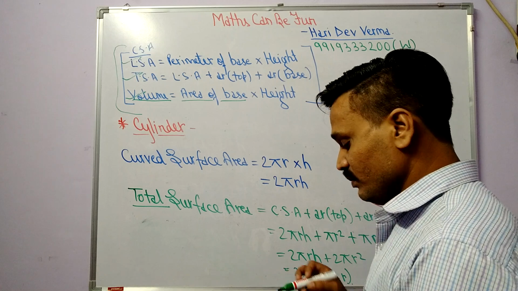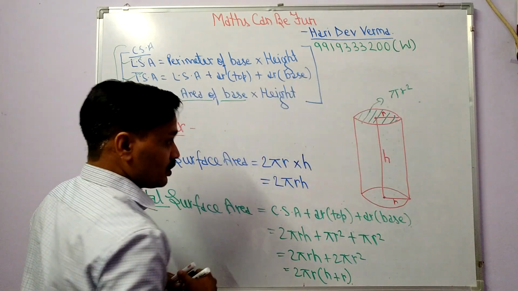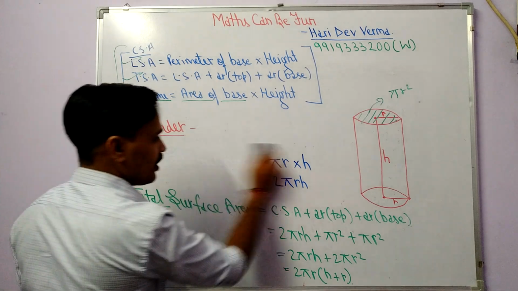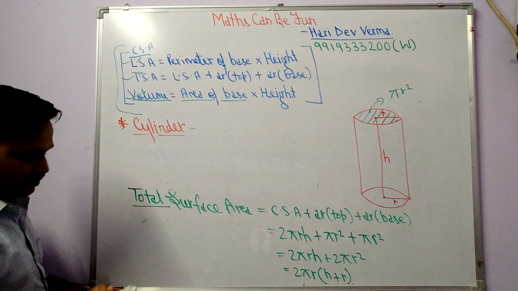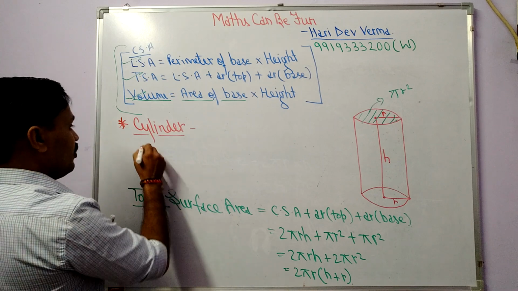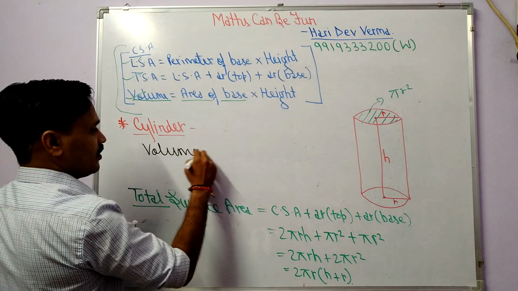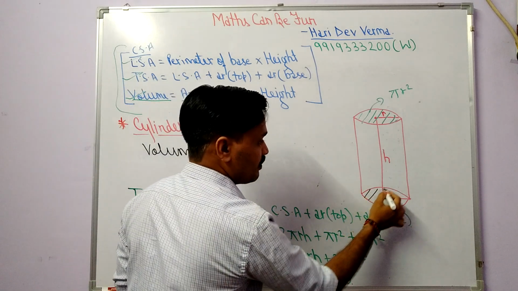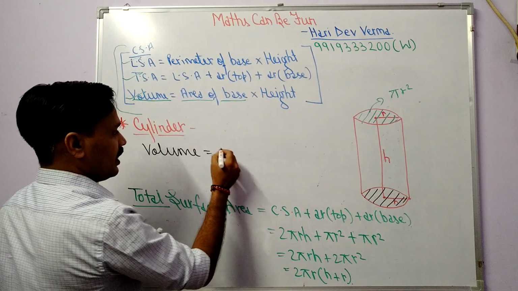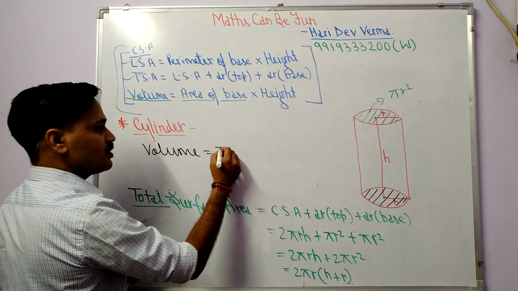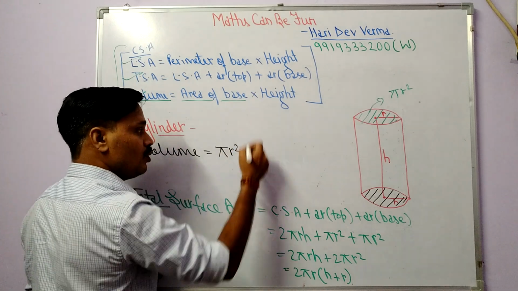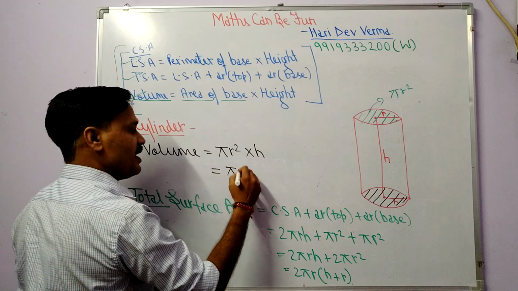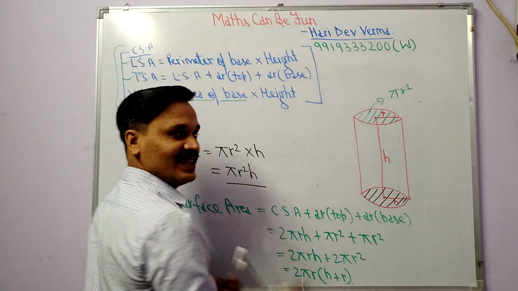Okay, now volume. So volume of any solid is area of base into height. Now I'm going to write this for the volume of cylinder. What is the area of this base? This base is again circular, and we know the area of circle is pi r square, into height. So the volume of cylinder is pi r square h. Is it clear?